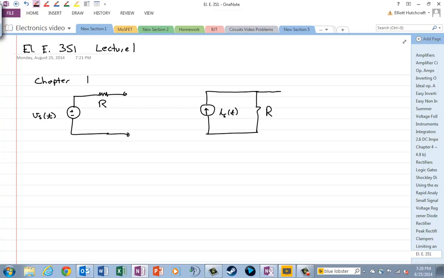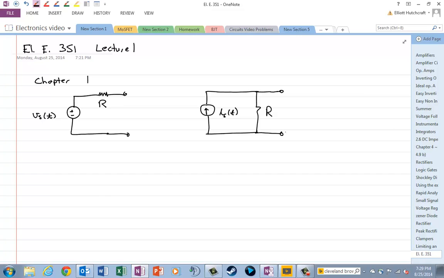These are two different ways to represent a signal source. The book does have a specific nature in how they write signals, and we'll talk a little bit about that. But one of the things I want to point out here is that these are the two signal source types. One is obviously a voltage source, one is a current source.